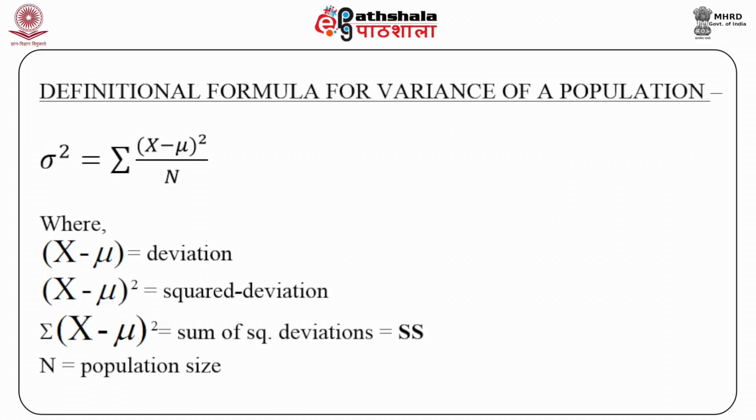The definition formula for the variance of a population is σ² = Σ(x - μ)² / N, where x - μ is the deviation score, and Σ(x - μ)² is the sum of squared deviations, which is referred to as SS. It is an important term to remember because we use it very often in higher order statistical work. N is the population size.